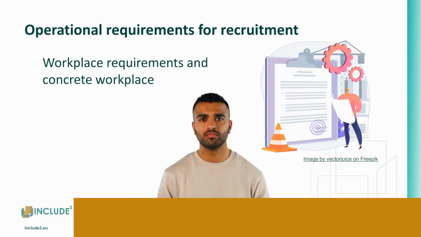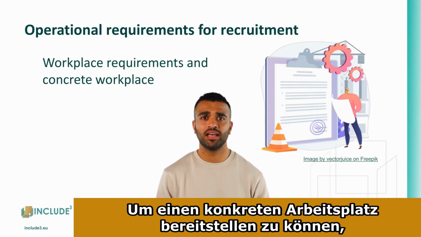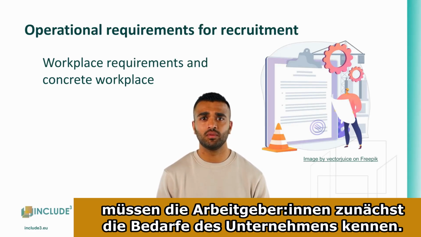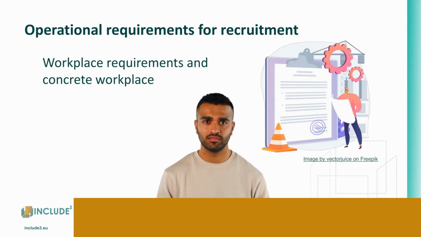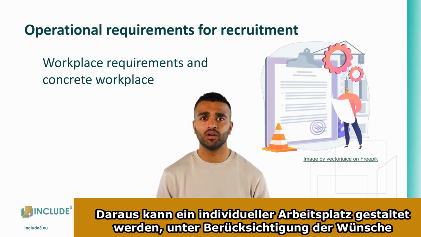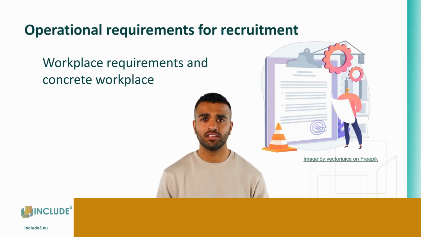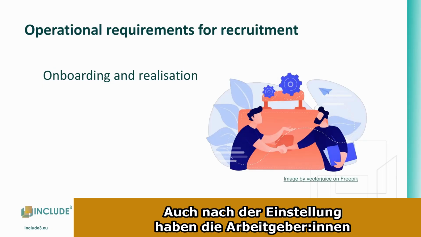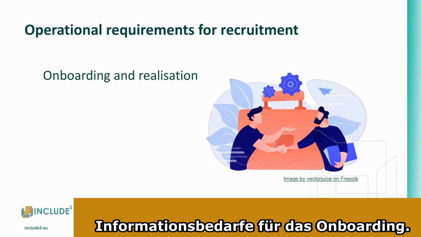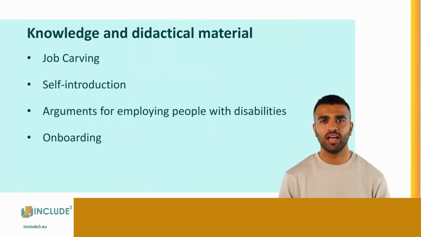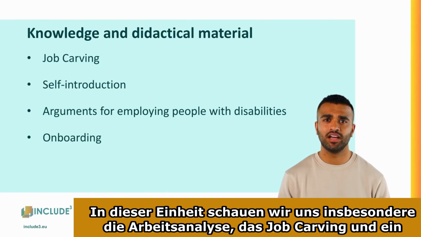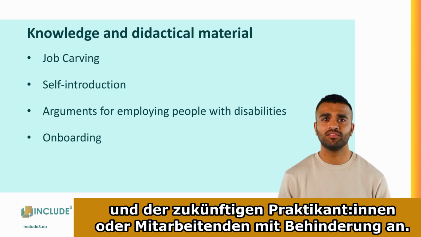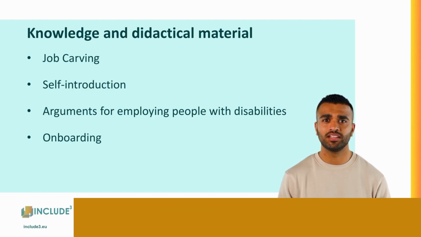Workplace requirements. In order to be able to provide a specific workplace, the employer must first know the company's needs. From this, an individual workplace can be designed in conjunction with the wishes and strengths of the person with a disability. Help with onboarding and implementation. The employer also has information requirements for onboarding after recruitment. In this unit, we want to look in particular at job analysis, job carving, and a possible first meeting between the company and the future trainee or employee with a disability.